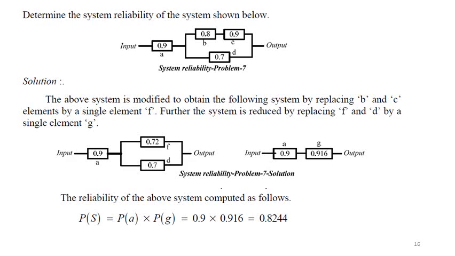So in the third figure, 0.9 and 0.916 are connected in series. System reliability will be equal to 0.9 into 0.916, that is equal to 0.8244. Like this, we can find the system reliability of an item when it is connected in series as well as parallel.